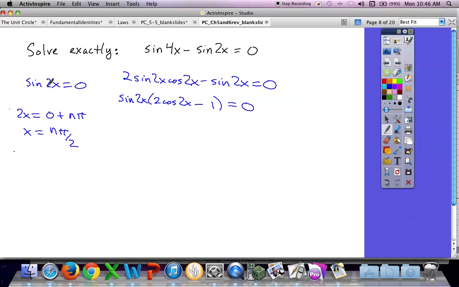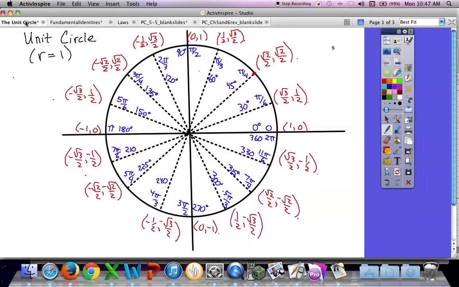Okay. The next one, we've got to do this one. 2 cosine 2x minus 1 equals 0. Cosine of 2x equals 1/2. Again, you look at the unit circle, you say, where does the cosine equal 1/2? We've actually used this already.